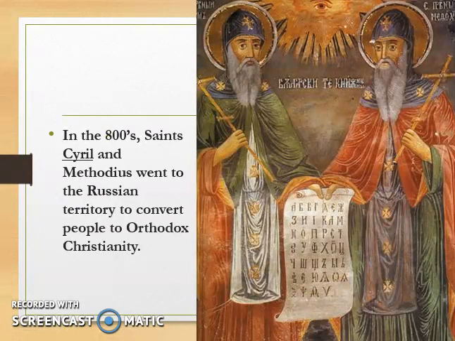In the 800s, Saint Cyril and Saint Methodius went to the Russian territory to convert people to Orthodox Christianity. If you remember from our last video, the Byzantine Empire practiced Greek Orthodox Christianity, and the areas of Europe and Northern Africa were more Western Roman Catholic. So the Byzantine Empire, which practiced Greek Orthodox Christianity, is where we see St. Cyril and St. Methodius, and they are going to take that information with them to these Russian kingdoms, led by these Tsars, and spread the word of Orthodox Christianity into these Russian territories.